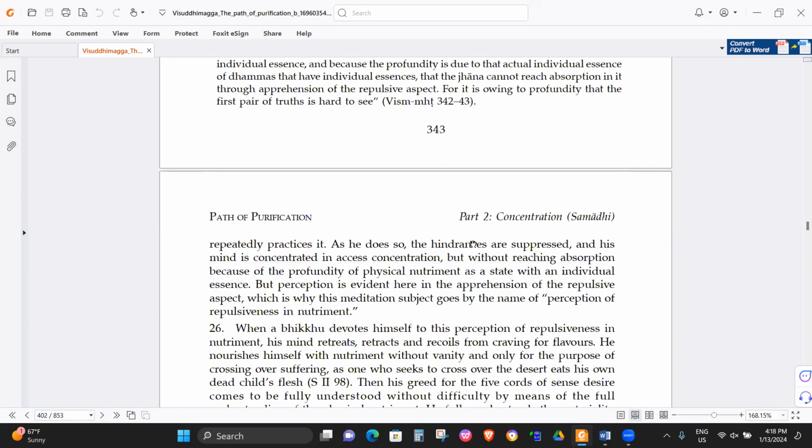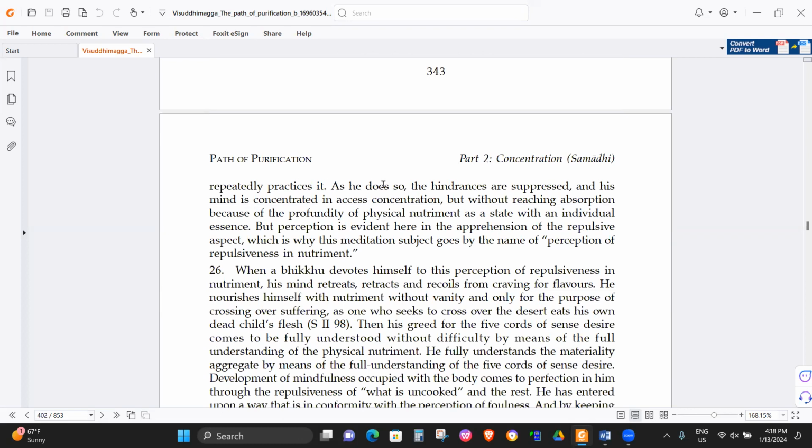And develops, repeatedly practices it. As he does so, the hindrances are suppressed. His mind is concentrated in access, only can get access concentration, not jhana. But without reaching absorption, without reaching the jhana, because of profundity of physical nutriment, he has to think about it, so he cannot get jhana as a state of individual essence. But the perception evident here in the apprehension means taking the repulsive aspect. So he can get the perception because he takes the repulsive nature of the food. And that is why the meditation subject goes by the name perception of repulsiveness in nutriment.